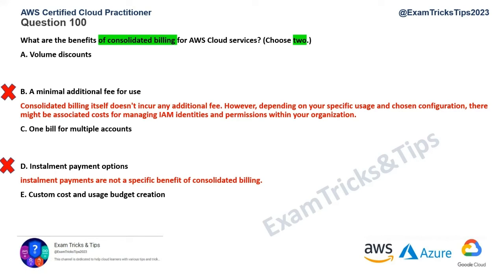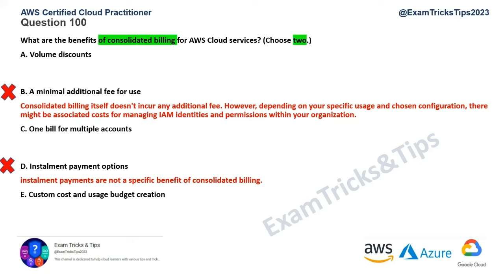Then next one, option E, custom cost and usage budget creation. That's not directly influenced by consolidated billing. You can use budgets independently, and that's nothing to do with consolidation. However, having a consolidated view of your spending can inform your budgeting decisions across all accounts. So this one is also ruled out.